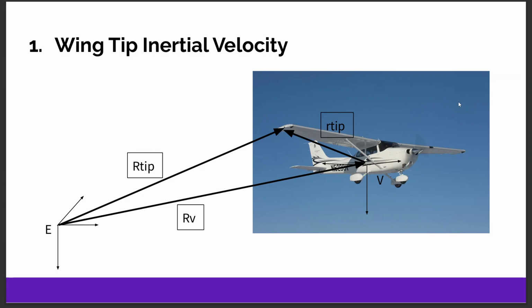So the first thing that you need to do is to establish your reference frames, and that is E, the inertial frame fixed to the ground, and then V, the body frame fixed to the aircraft. The body frame moves and rotates with the aircraft. And then your position vector r tip can be broken down into r V plus small r tip.